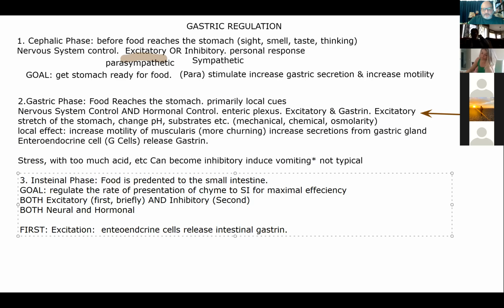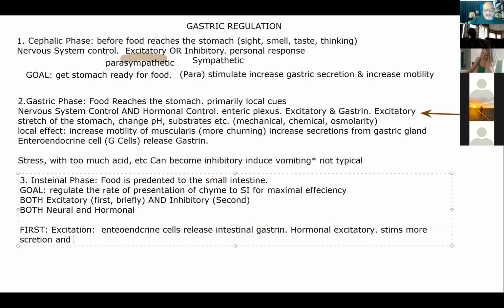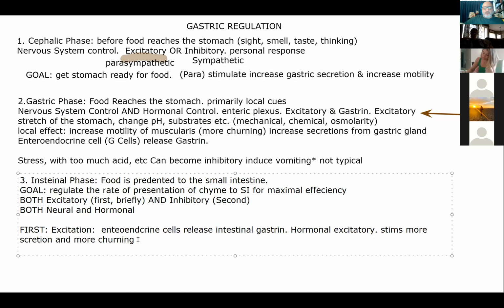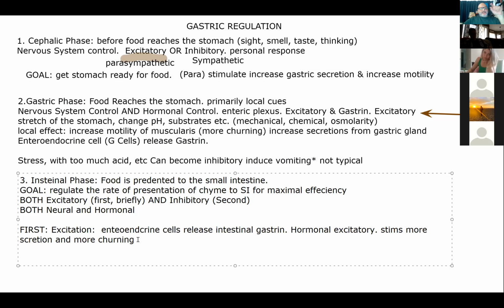So here we have hormonal control that is excitatory. It stimulates more secretion and more churning. Excellent. There's food in the stomach. Get that food moving on to our small intestine so we can process it. So the first effect, and it's a brief effect, is going to be excitatory.